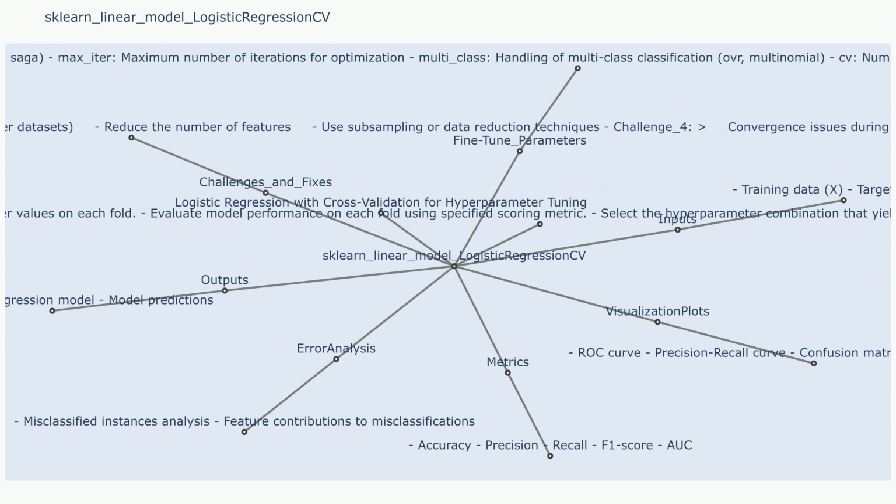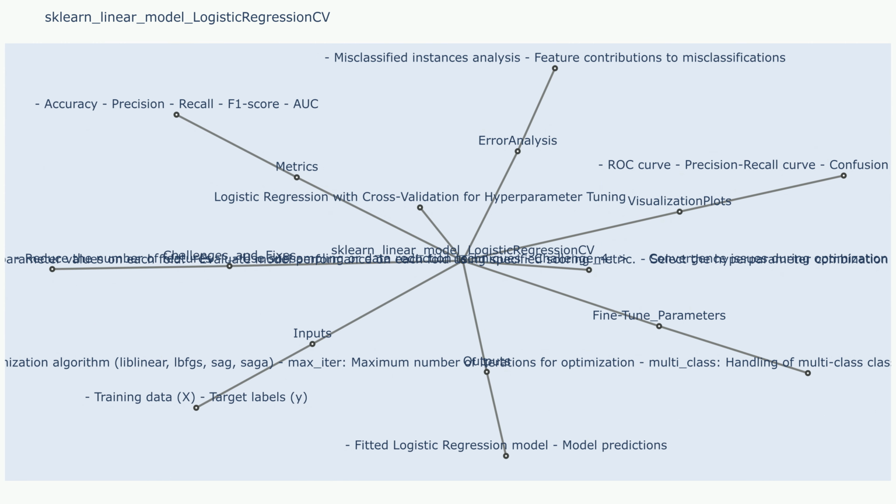Fixes to challenge 2. Oversampling. This technique involves increasing the number of instances of the minority class by creating duplicates or synthetic samples. Undersampling. This technique involves reducing the number of instances of the majority class. Weighted sampling. This technique assigns different weights to different classes during training to account for the class imbalance. Challenge 3. Choosing the right hyperparameters.